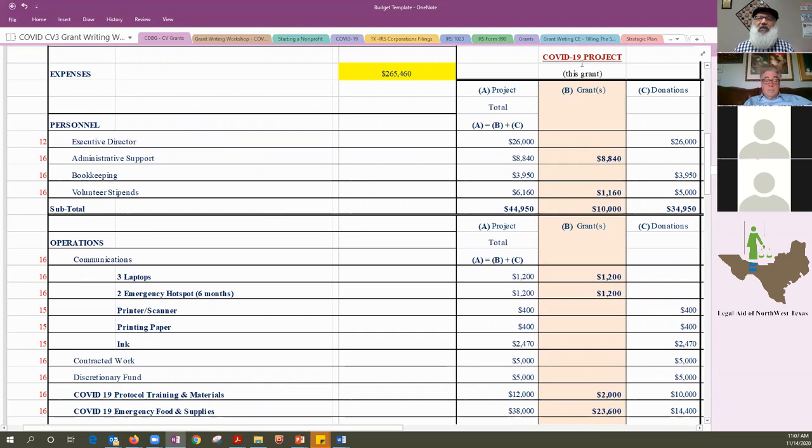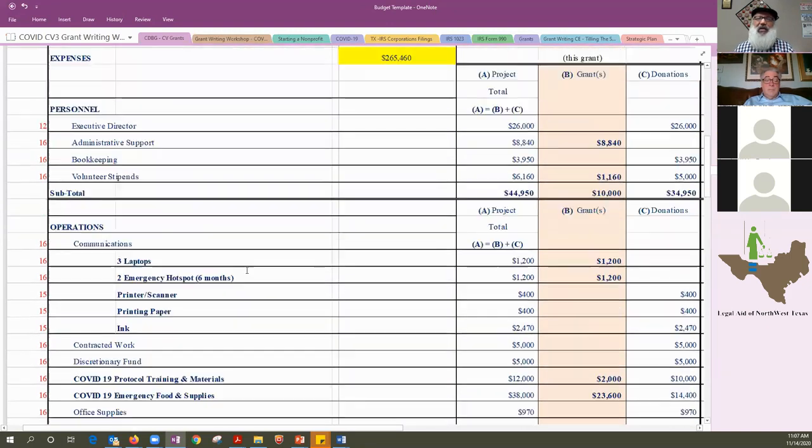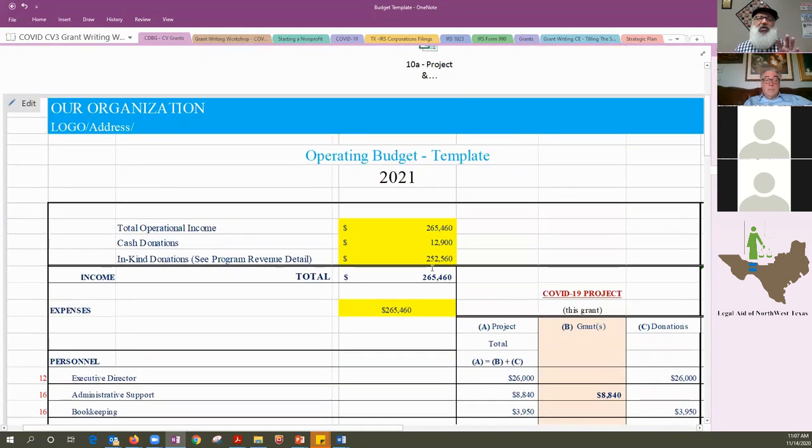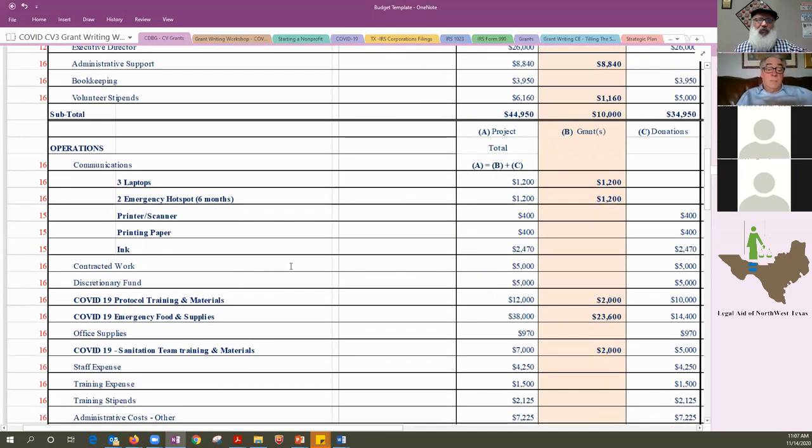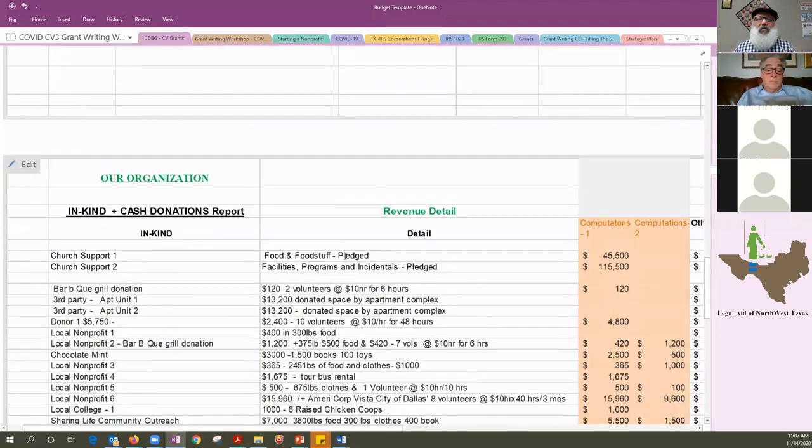But if you want to let the people for the grant know where you're spending your money, you can also have something like this, where you tell them $8,000 is going to be for admin support, volunteer stipends, laptops, emergency hotspots, things that relate to COVID. Again, this is a template, so your budget needs to reflect what they're giving money for. You would put in personnel money is going to be this, and operations and COVID-related items will be here, so you'll update this.